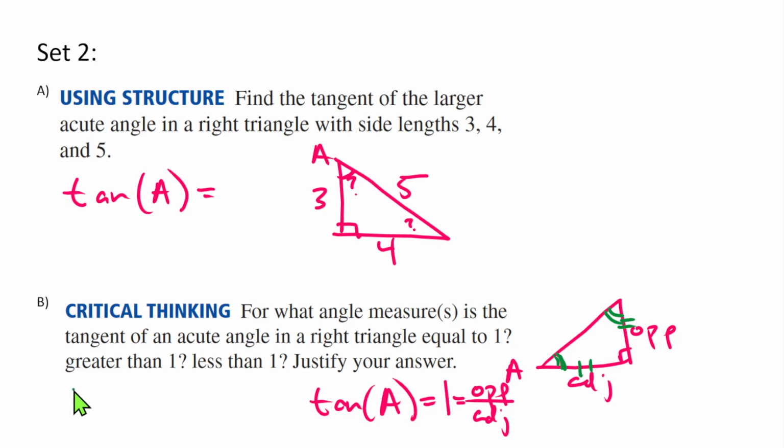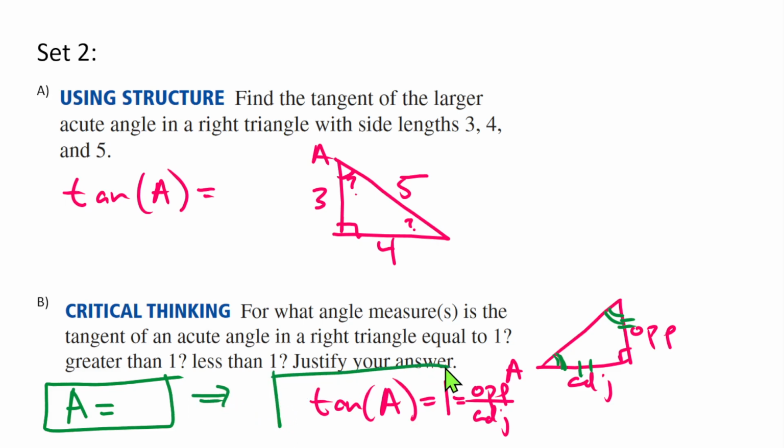However, I really want to make sure everybody understands. We're really looking for how much is that angle measure that makes the tangent be 1. That's the first question. And the second question is, what angle measure makes the tangent be greater than 1? Well, that'll just be an angle measure that's greater than A. And what makes the tangent be less than 1? That's a measure that's less than A. So what is this angle measure that makes the opposite and the adjacent be the same? That's the answer to the first question.